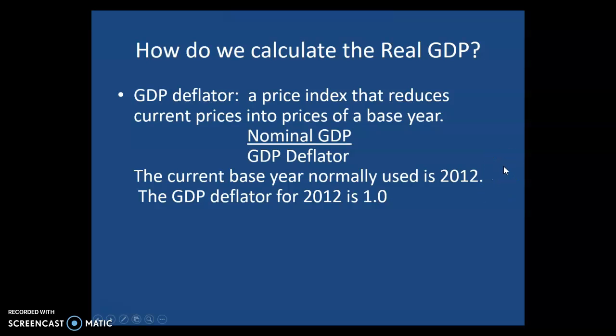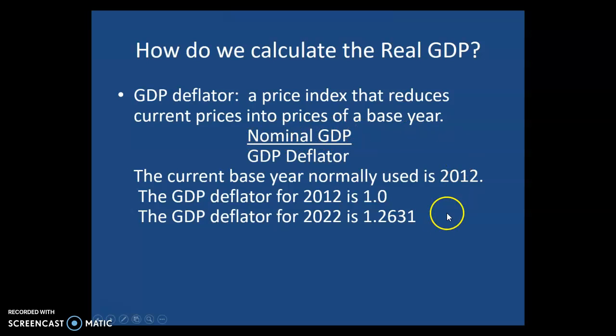However, today we're in 2022. The GDP deflator in 2022 is 1.26. So we would take our nominal GDP, which is about $25 trillion, and divide it by 1.2631, and that would get us our real GDP. By the way, what this is showing us here is that in 2012, real GDP was 100% of nominal GDP. It was the same, and there was no inflation yet.